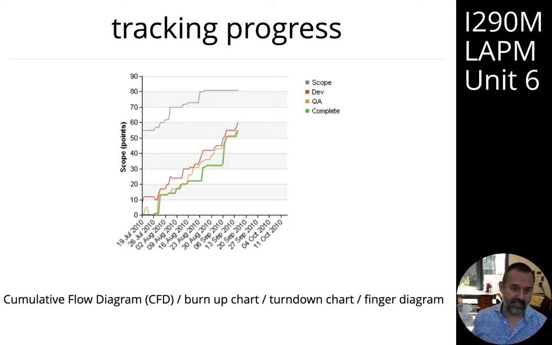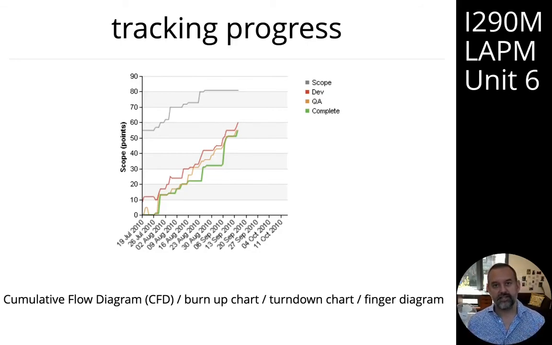So what we can see on this particular chart is that on the 19th of July, there was 55 points worth of work in the backlog. And we can see that 12 points worth of work was dev complete. None of the work had been QA passed yet, and none of the work was yet done. If we move to the end of this, we can see on the 20th of September that there's 80 points worth of work in the backlog. So during those 3 months, more work had been added to the backlog. And at the end of this 3-month period, 60 points worth of work had been dev completed, 55 points had been QA passed, and 55 points had been done.